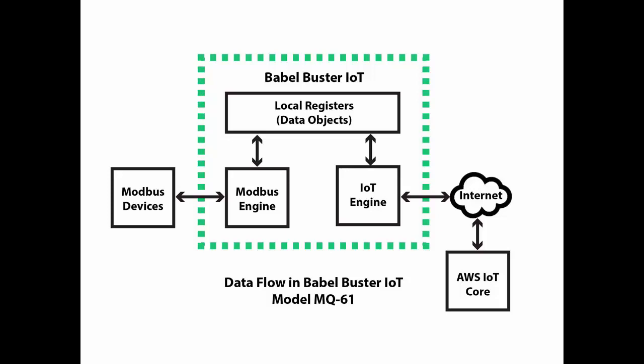On the IoT side, you use simple templates to specify criteria for publishing data to the cloud, and then according to your rules, the IoT gateway will publish data to the cloud and subscribe to data from the cloud.